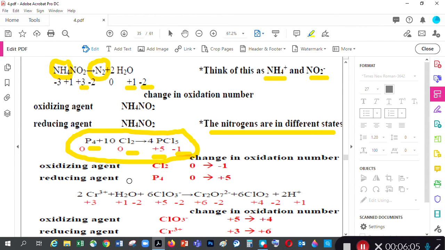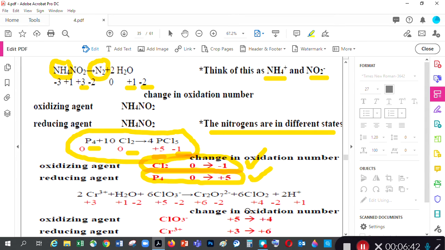Now, ask yourself, what does phosphorus do on chlorine? Well, phosphorus is forcing chlorine from 0 to -1. That's a reduction, correct? So phosphorus is a reducing agent. Itself will be what? Oxidized. What does chlorine do on phosphorus? Chlorine is forcing phosphorus from 0 to +5, being oxidized. So chlorine is an oxidizing agent, and itself will be reduced.